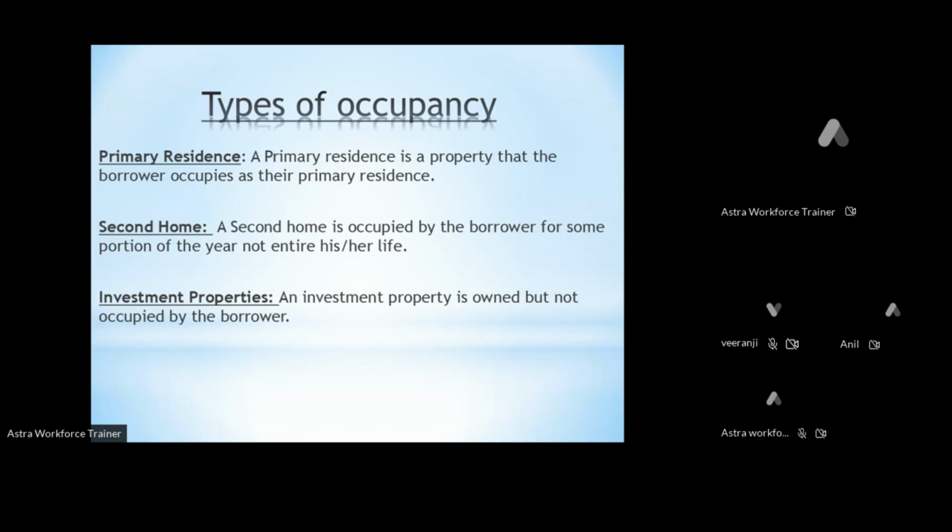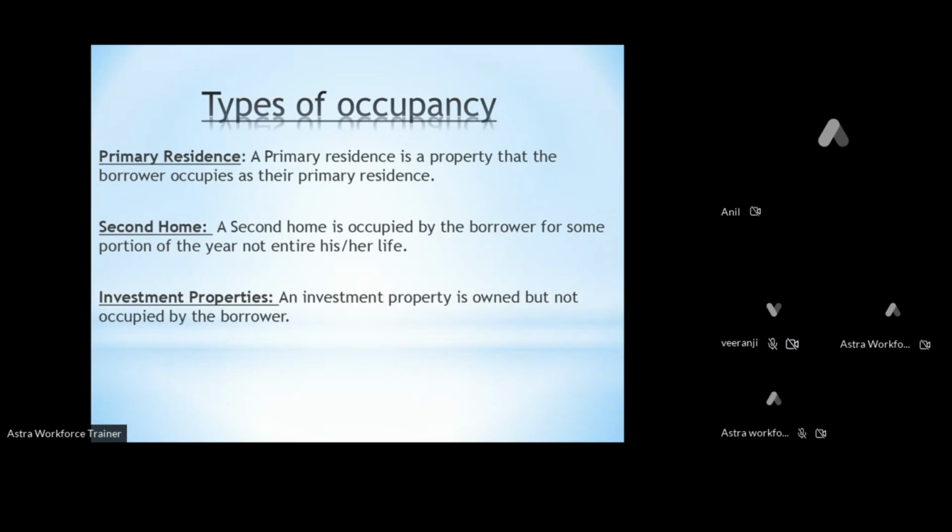Types of occupancy: primary residence, second home, investment properties. A primary residence is a property that the borrower occupies as the primary residence. A second home is occupied by the borrower for some portion of the year, not his or her entire life. An investment property is owned but not occupied by the borrower.